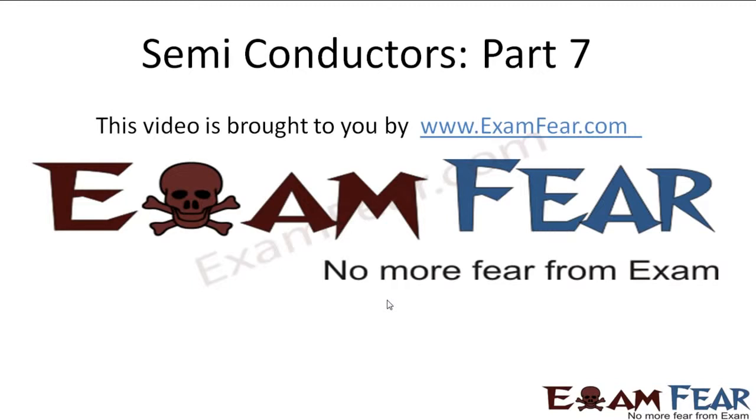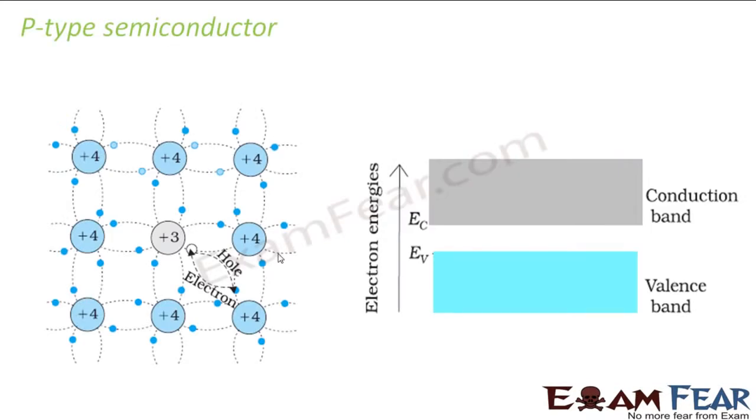Please make sure that you have watched all the videos till Part 6 before going ahead with Part 7. Let us now discuss P Type Semiconductor. Once we have discussed the N type, it is easier to understand P type. In P type semiconductor, we have a group 3 impurity. A group 3 element would be a trivalent element, that is, it would have a valency of 3.